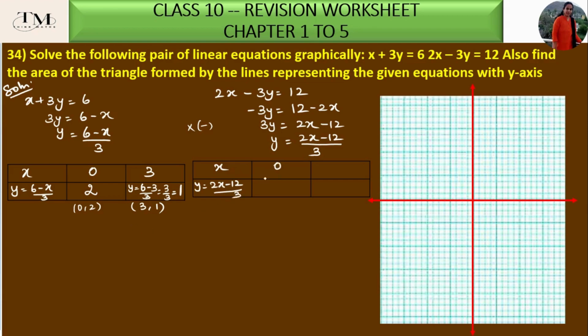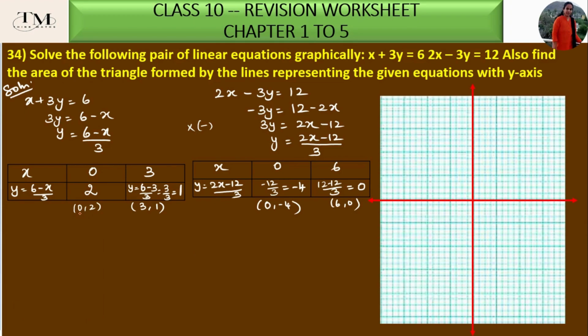So if you put x is equal to 0, first term will become 0. So the remaining will be minus 12 by 3, which is minus 4. So next I am going to take x is equal to 6. So if you put x is equal to 6, 2 into 6, it is 12. So 12 minus 12 divided by 3, which is 0. Because 12 minus 12 is 0. 0 by 3 is 0. So we have 0 comma minus 4 and 6 comma 0. Now let us plot the points here.